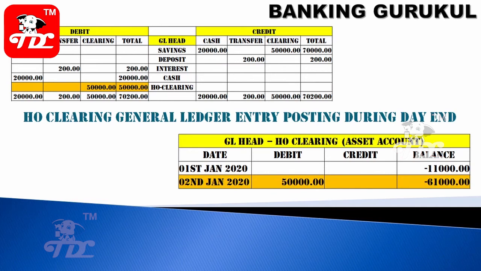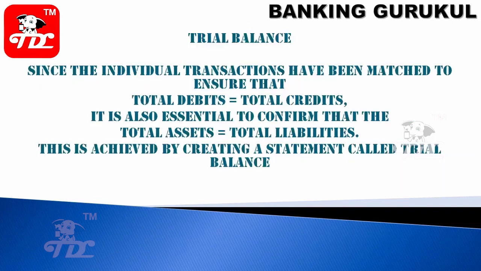So one is we have tallied day transactions, transaction wise: cash, transfer, clearing, and general ledger wise also we have tallied, and we have posted to the particular general ledger account during day end, consolidated amount, debit consolidated and credit consolidated. So what is trial balance?